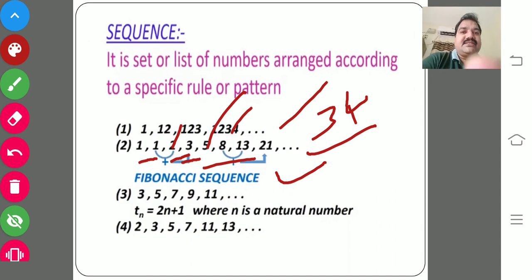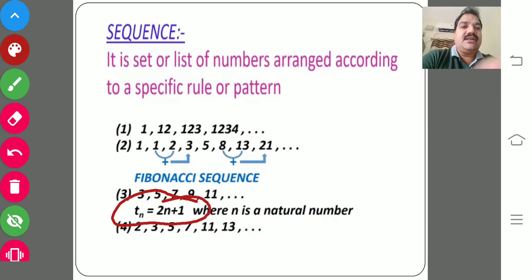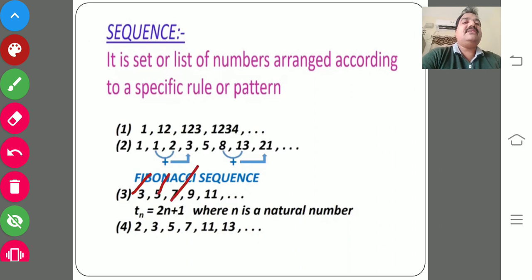So the next one, if you observe the third one: 3, 5, 7, 9, 11. These all follow the formula Tn equals 2n plus 1. So I told you before, a sequence should follow a specific rule. The specific rule may or may not be a mathematical formula. In this case, it is following a mathematical formula: 2n plus 1. If you put 1 in n, 2 ones are 2 plus 1, 3. And 2 twos are 4 plus 1, 5. 2 threes are 6 plus 1, 7. Like that you got this sequence.